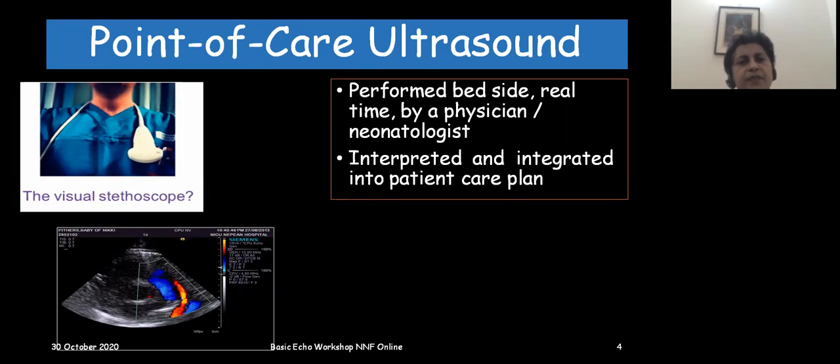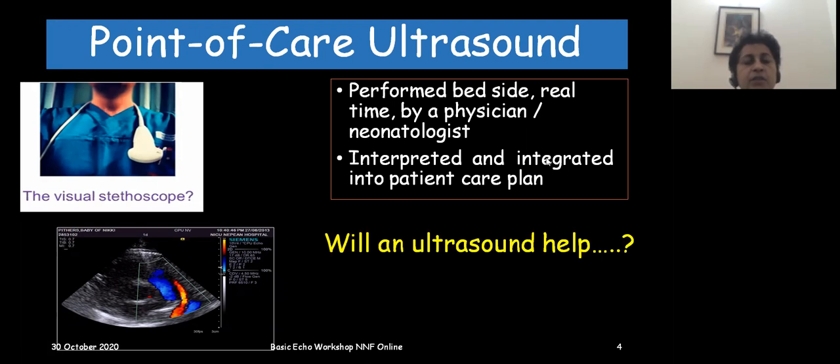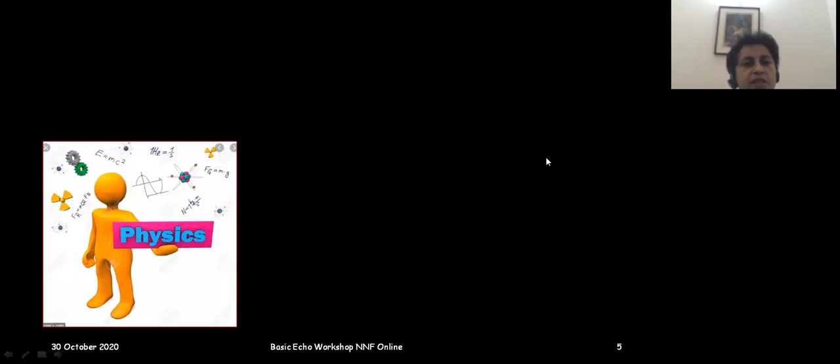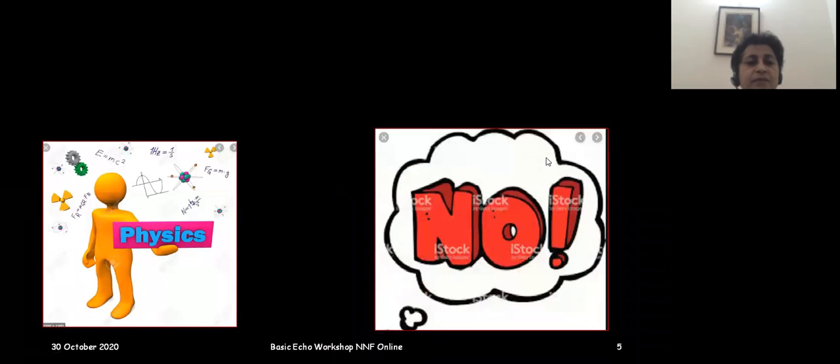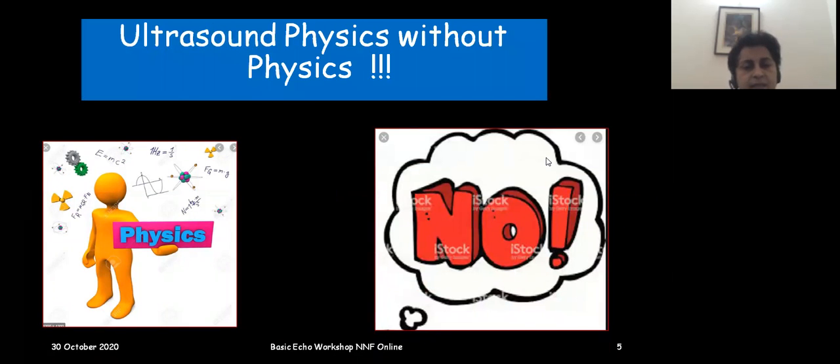So, a point of care ultrasound is performed bedside, real time, by a physician or a neonatologist. And with the results, we need to interpret it correctly and integrate it into a patient care plan. So, the question that we need to answer is, will an ultrasound help? And to know about an ultrasound and to get good images, we need to know some basic physics. Now, physics is difficult enough for all of us, but I'll try and simplify it as much as I can.